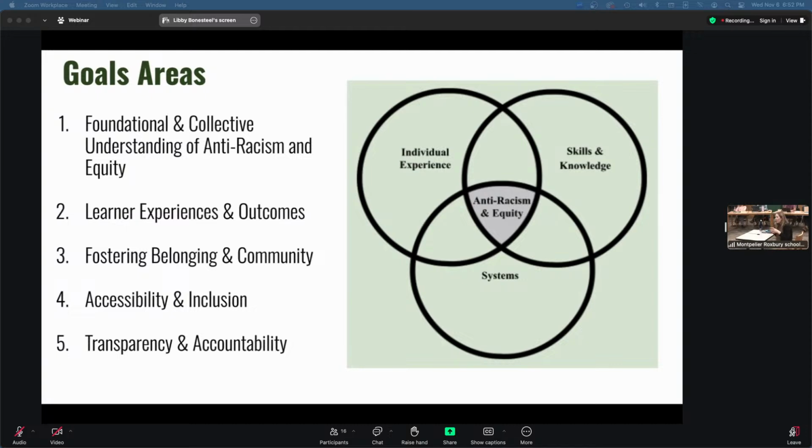Through doing that, we're trying to get sort of a multifaceted approach that thinks about the individuals, our big systems, really thinking about the institutional and interactional equity pieces, and then also what are the things that people need to know and know how to do in order to really do this work, right? So each of these 5 goal areas in the draft you'll see has an individual experience, a systems goal, and a skills and knowledge goal.